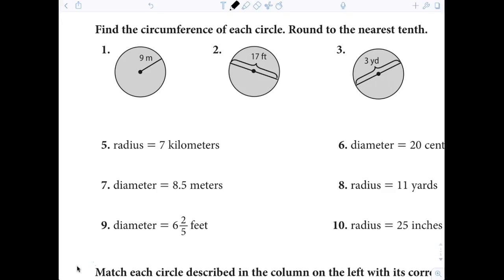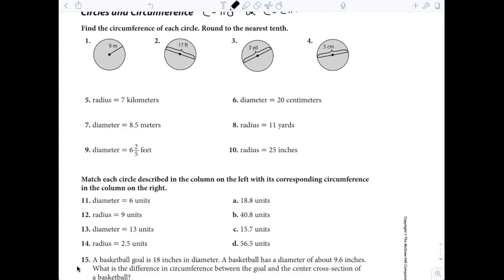On the first page, you have to write circumference equals all the way down. You have to write the equation every single time. Once you write the equation, then you fill in the radius or the diameter, then you can use your calculator. I'm not accepting just the answers tomorrow.